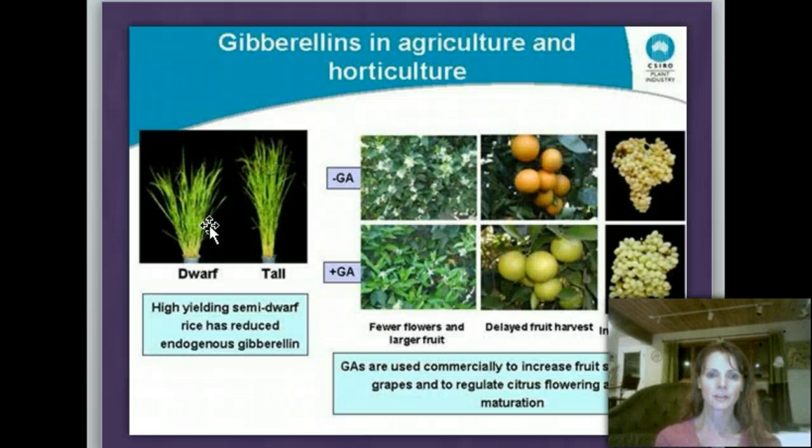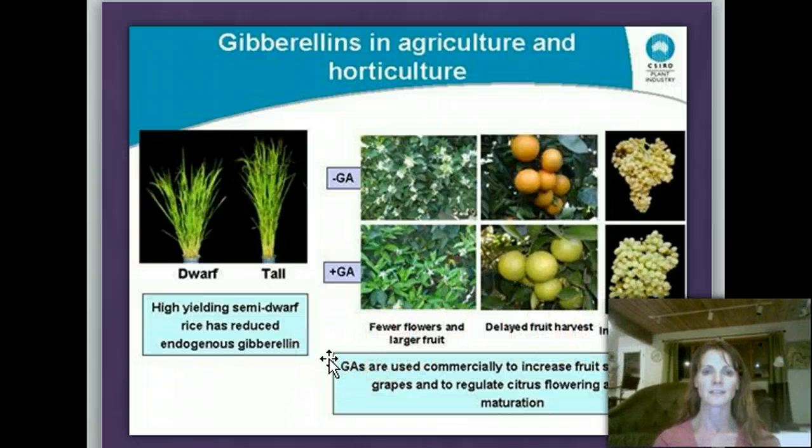Okay, so here's an interesting picture that shows a little bit about this type of hormone. We notice that high-yielding semi-dwarf rice has reduced endogenous gibberellin. So you have a tall plant that probably has an increased amount, where this dwarf plant has less. It also says fewer flowers and larger fruit. The less there is, versus the more. Fewer flowers, larger fruit, delayed fruit harvest, increased fruit size. So the more of the gibberellins, then you're going to have these things right here. So it's kind of interesting.